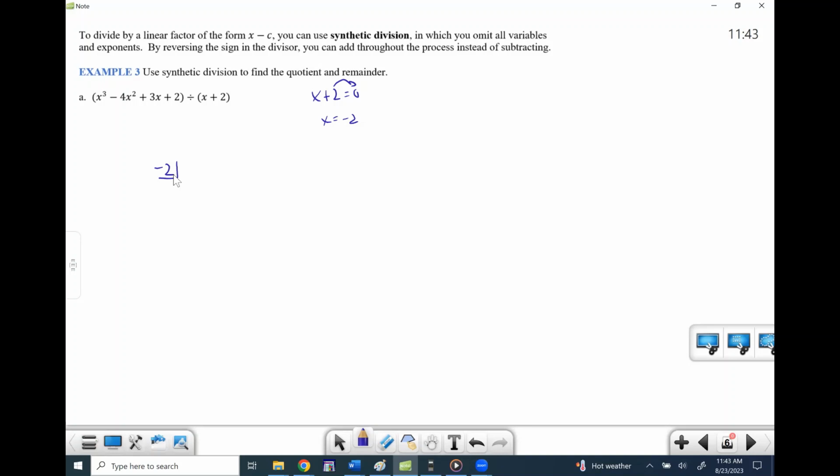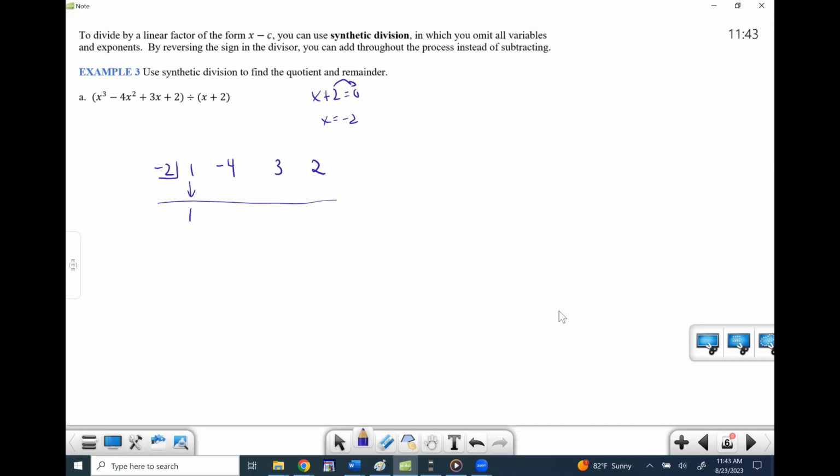Now, we're not going to use any variables in synthetic division. We're only going to use the coefficients, and we're going to write those down. So in front of the x cubed is a 1. In front of the x squared is a negative 4. In front of the x is a 3, and our constant is 2. So we basically just wrote it down without the variables. Now you always have to drop down the first number just to get the ball rolling. And from then it's multiply, add, multiply, add, multiply, add until you get to the end.